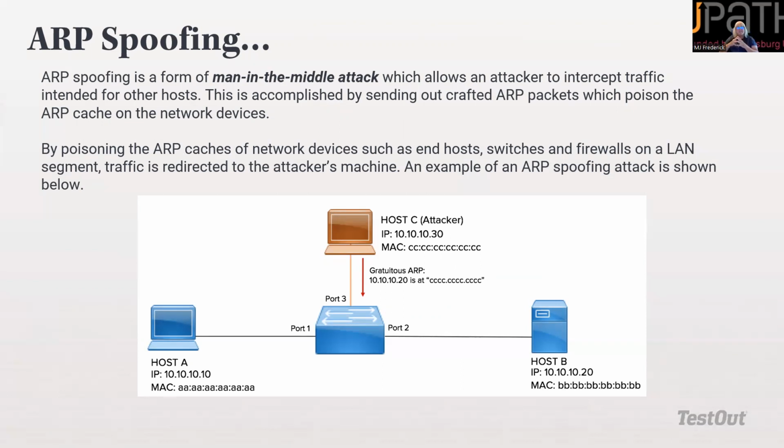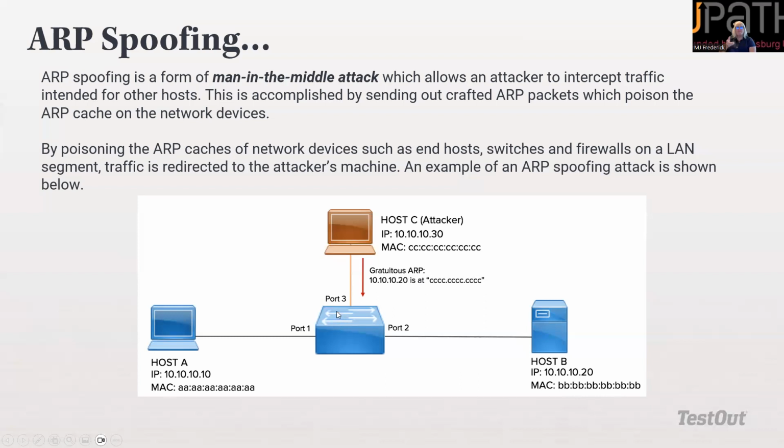So by poisoning the ARP caches of the network devices, such as our end hosts like A and B, switches, okay, firewalls on our local area network segment, traffic is then redirected to the attacker's machine. So below is an example. We have host A and B, we have our ports on our switch, okay? And the host attacker is sitting here. This is 10.10.10.10. This is 10.10.10.20. And he's pretending to be 10.10.10.30 on port 3.